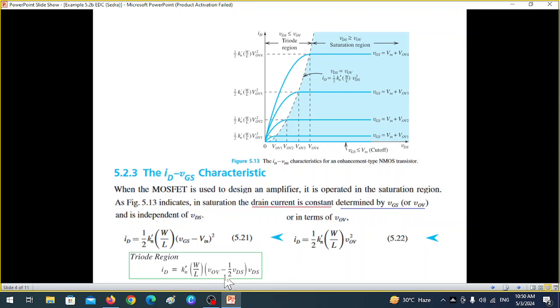Just for your information, the equation in the triode region is slightly different. So this is the equation, although we'll not be using it here. This is just for your knowledge.